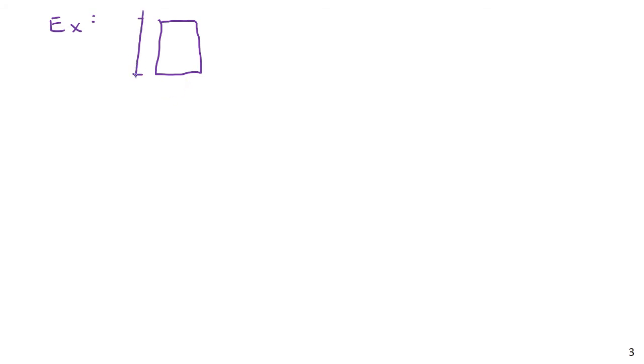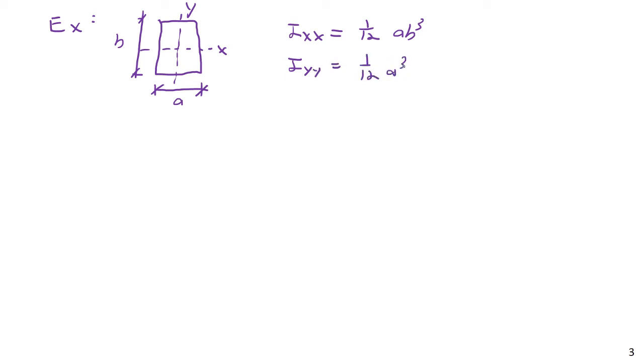Well, if this is, say, B, and this is A, and this is our x-axis, and this is our y-axis, well then Ixx is equal to 1/12 A B cubed, and Iyy is equal to 1/12 A cubed B.